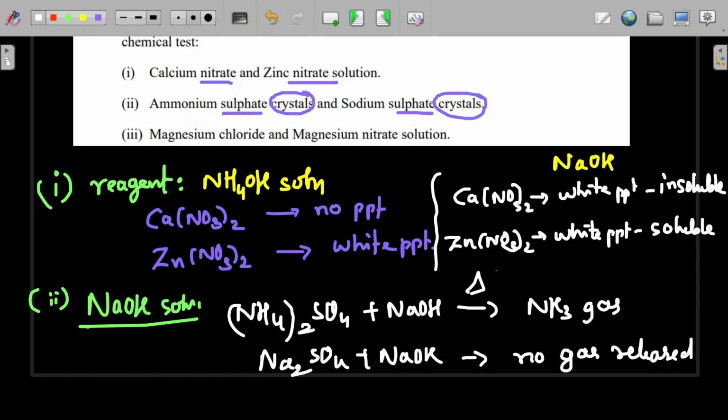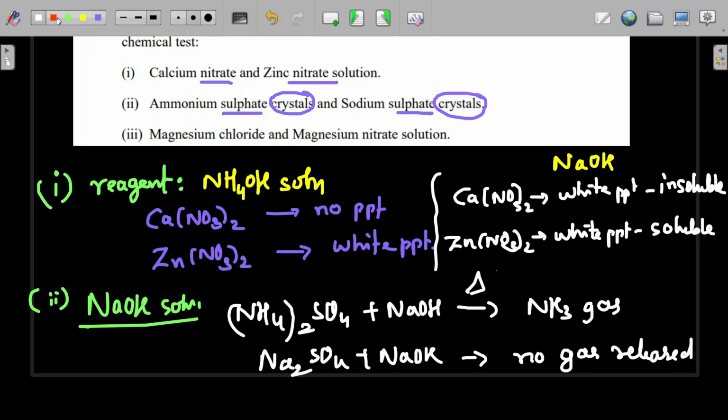Okay? Because sodium sulfate with NaOH will not give you any gas. But ammonium compounds will give us ammonia gas with alkali. Therefore, we have to select an alkali here. You can take NaOH, KOH, or even calcium hydroxide solution.